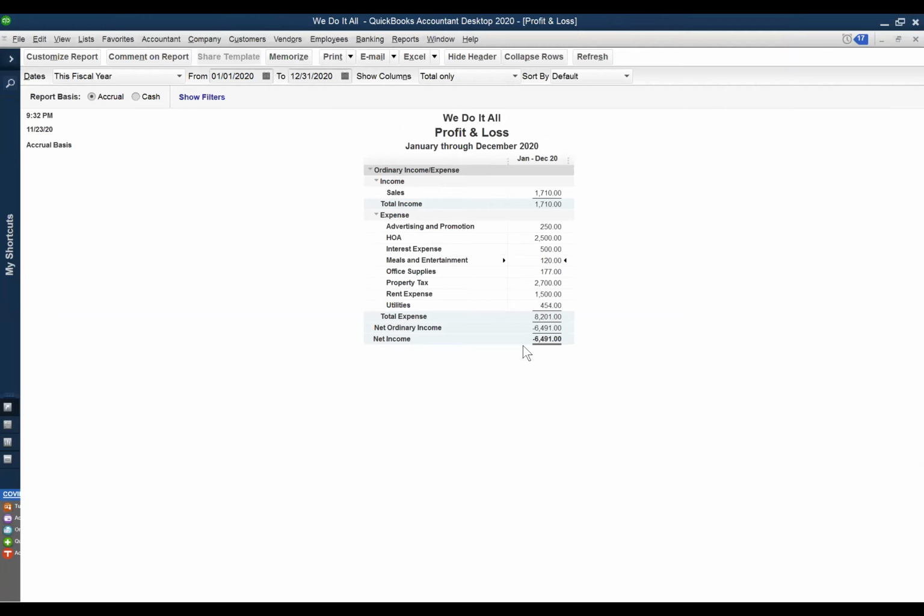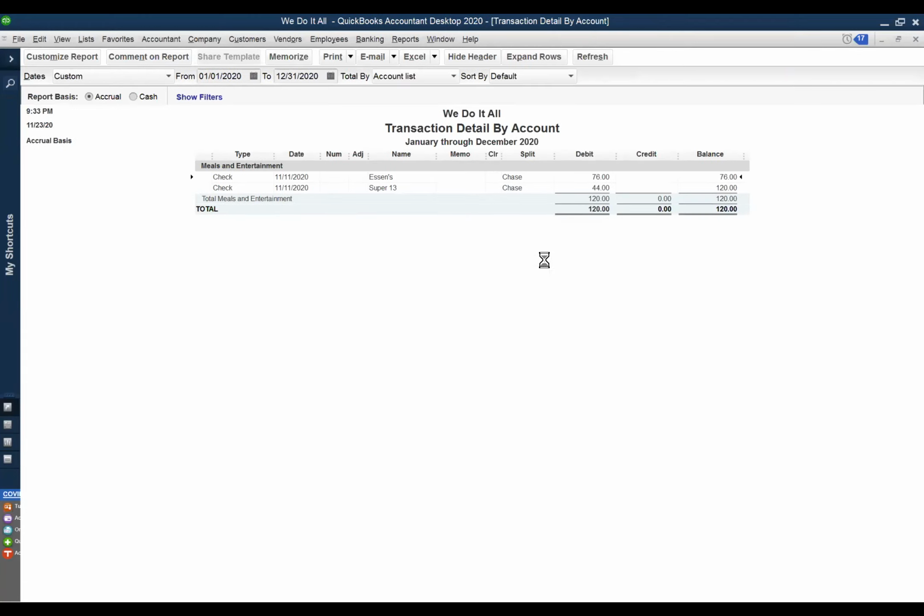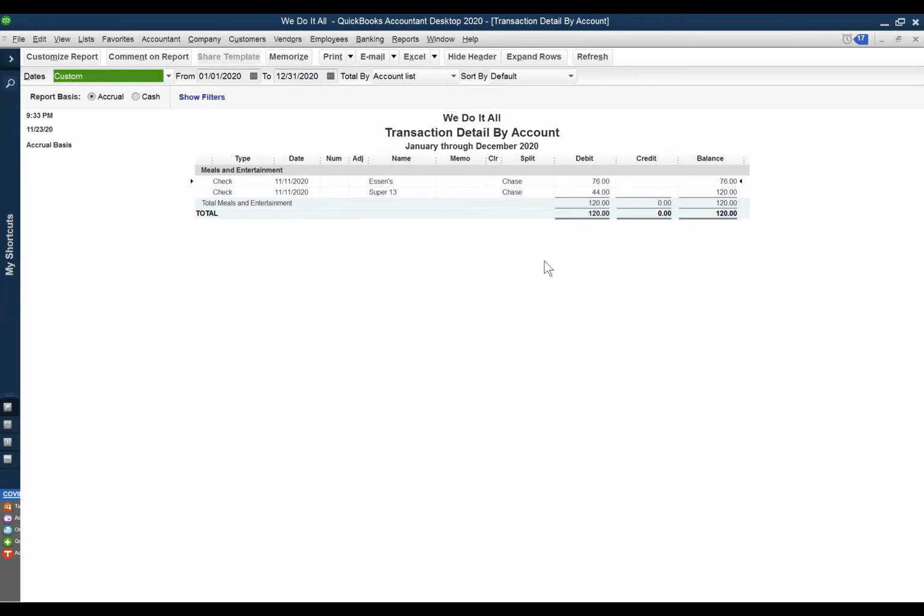Okay, so I have 76 for Essence, 120 for Super 13. No, it's 44. The total is 120. By the debits, I have 76, then 44 for Super 13. The debits are 76 and 44, which is 120. I also have a check to Fivish click. What do you have for him? 76.